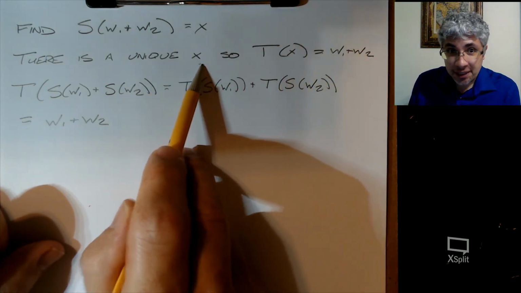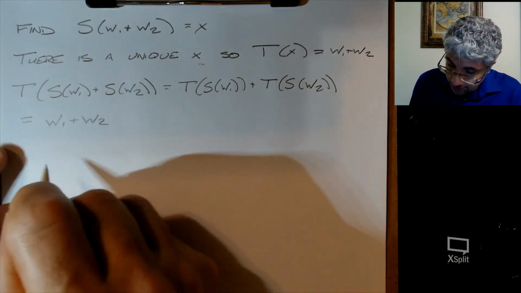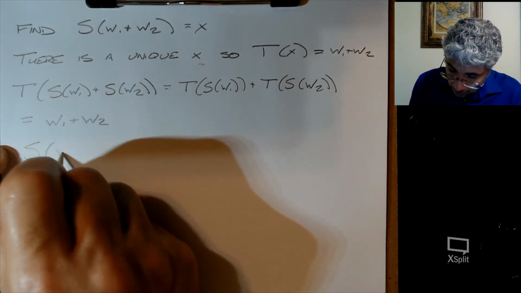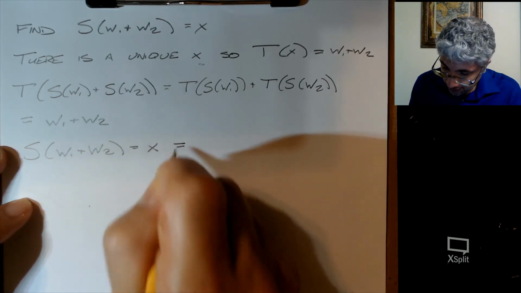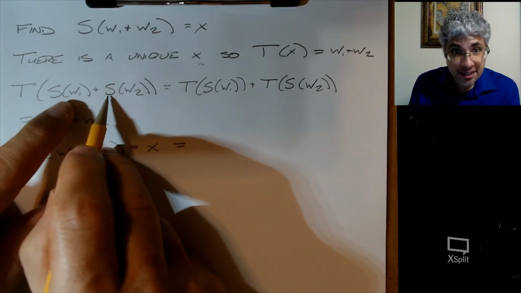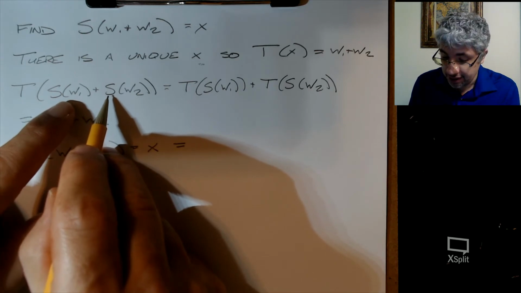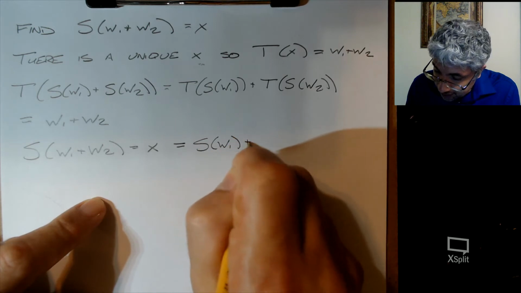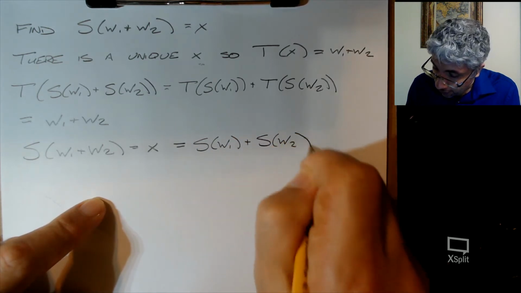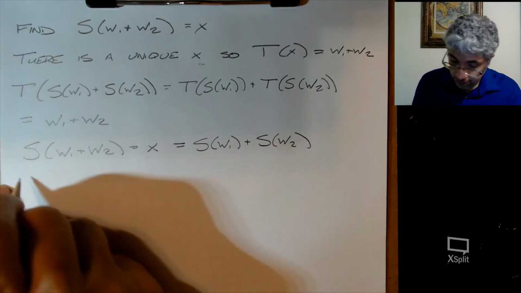So what does that mean? It means that S of W1 plus W2, which is equal to x, also has to be equal to this element, which also has the property that T of this equals W1 plus W2. So that gives me this, and I am good. That's what I wanted to show.